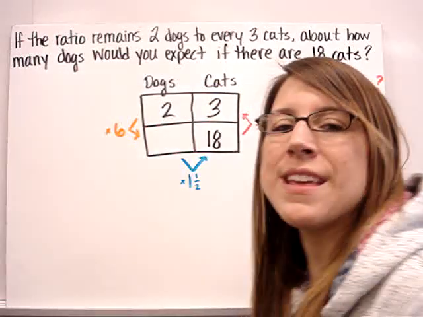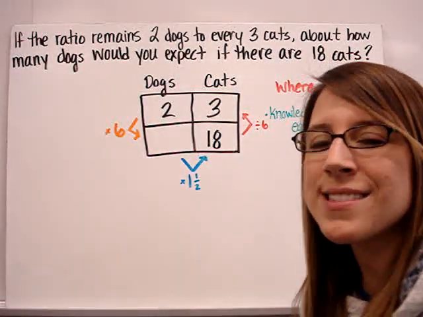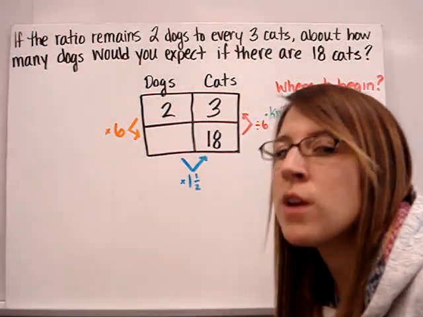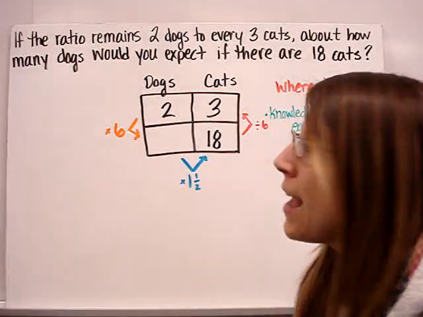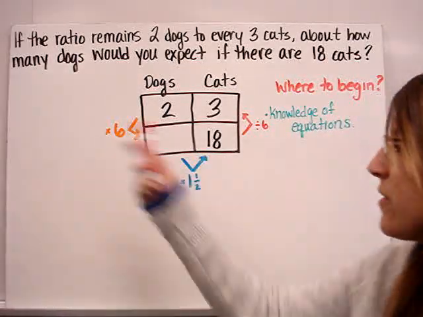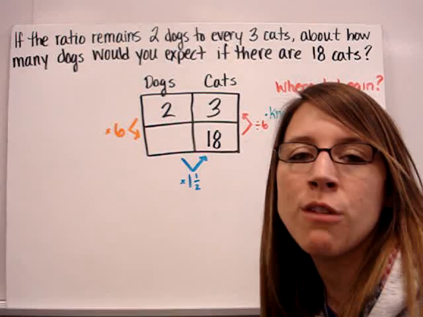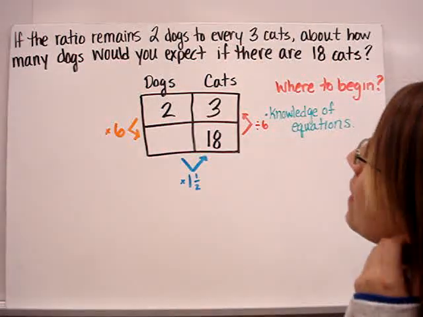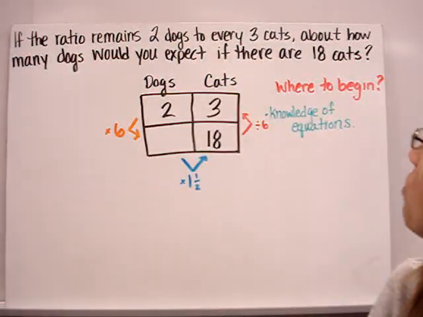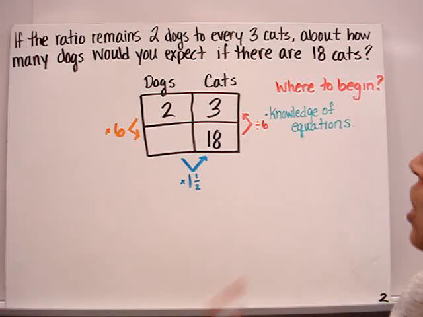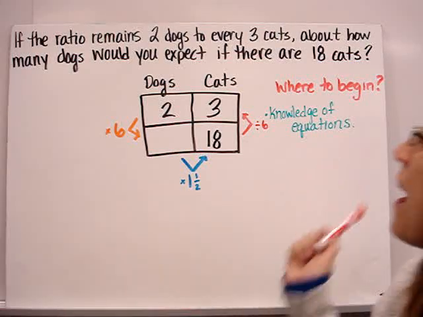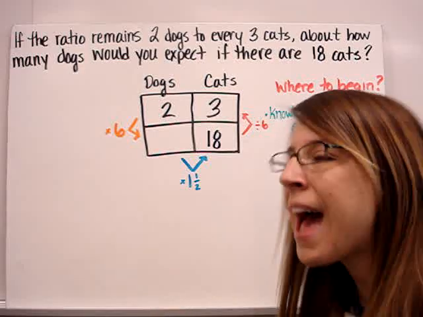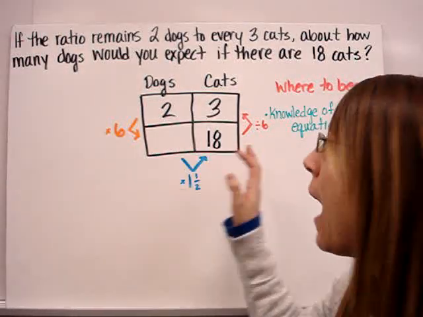So we're going to work with this 2 dogs to 3 cats scenario on quite a few of these boards. Just try to follow along and work through it with me. Notice I've got a lot of blank space here. It's going to be important for you to follow along. So if the ratio remains 2 dogs to every 3 cats, about how many dogs would you expect if there are 18 cats? So I've gone ahead and I've set up my ratio box.